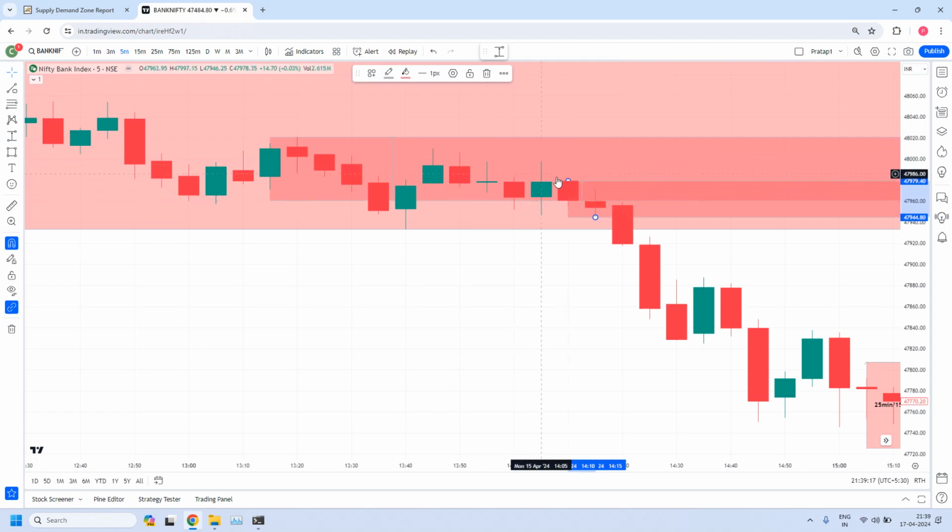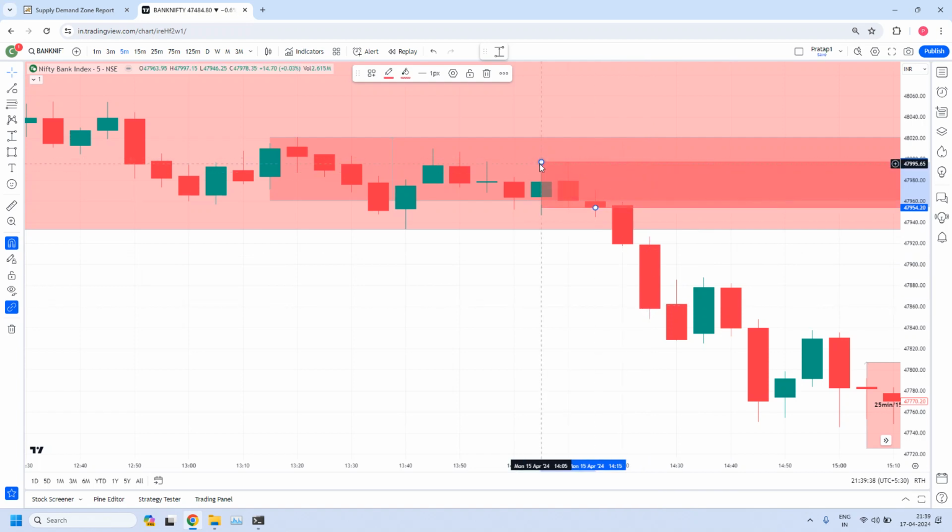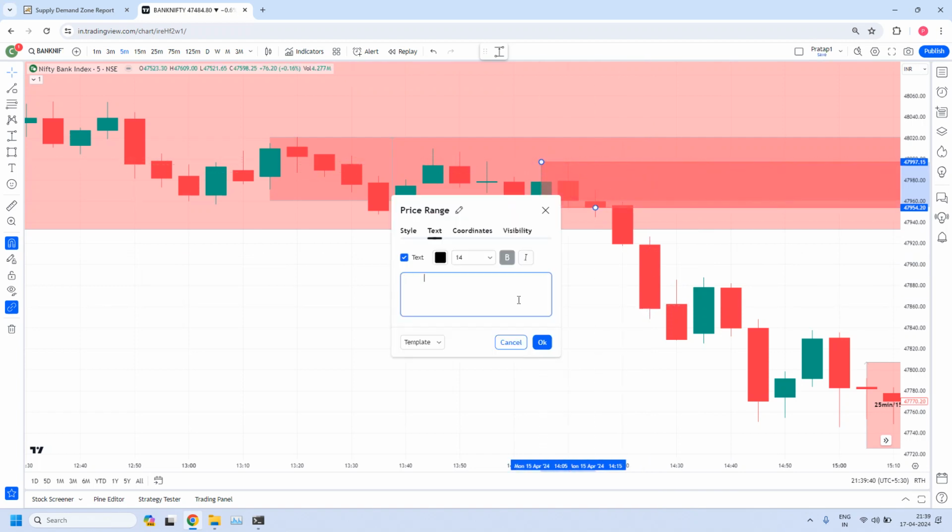So this is a rally-based drop. That means you have to draw the zone up to here, the higher wick. This is an ERC candle. It is considered by the software. That means type 2 entry. You have to plan your zone like this. This is the supply zone. This is a high liquidity 5-minute supply zone.